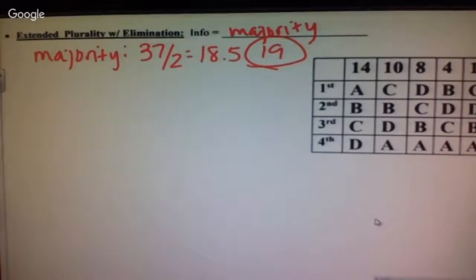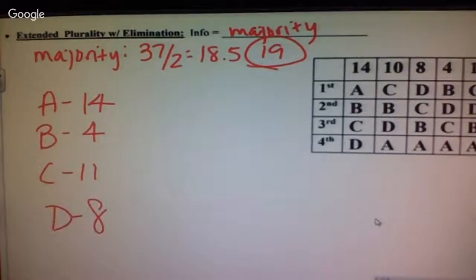So if you actually go back to when we did plurality, you told me A has 14, B has 4, C had 11, and D had 8. Nobody has that majority, so we need to get rid of somebody. Okay, we get rid of B. Well, when we get rid of B, they're in 4th place. The first person we get rid of is in 4th place. So we go through and eliminate all of our B's from our chart.